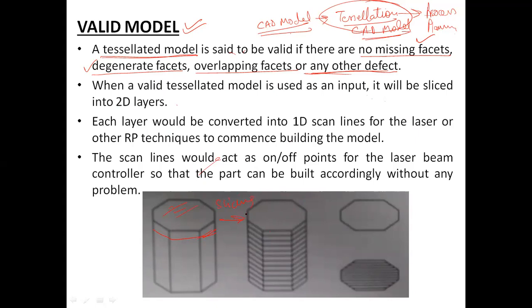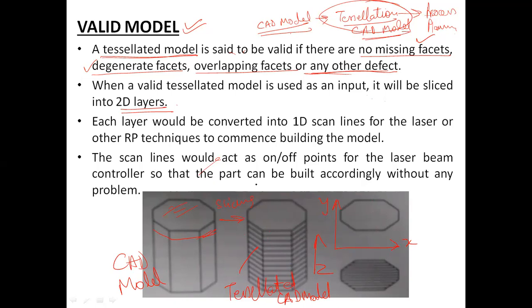Now, if you look at each slice, what does each slice represent? Each slice actually represents a 2D layer. It is a 2D layer along x-axis and along y-axis, and this is your z-axis. So every tessellated CAD model which is used as an input. So this is a CAD model, and this is a tessellated CAD model.